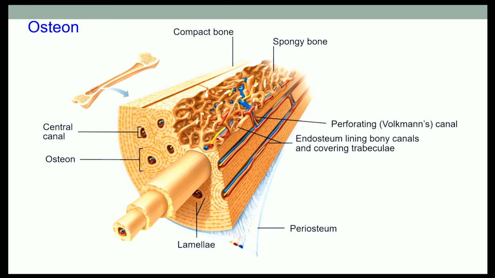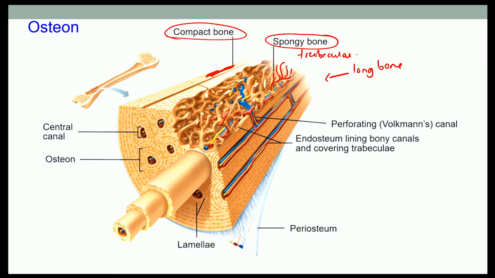So here we have, as an example, a long bone running along here, and within our long bone we have compact bone. So that's on the outside here. This is our compact bone running along here, and then we also have our spongy bone. So that's running along the inside of this section of a long bone. That's our trabeculae in there.